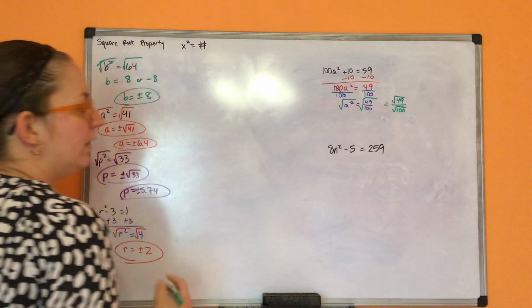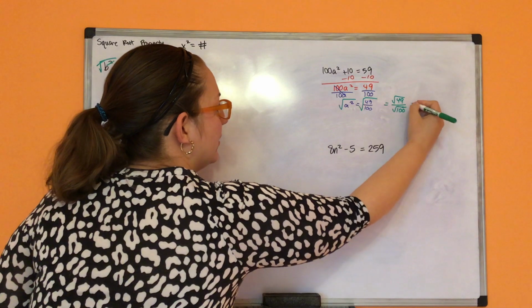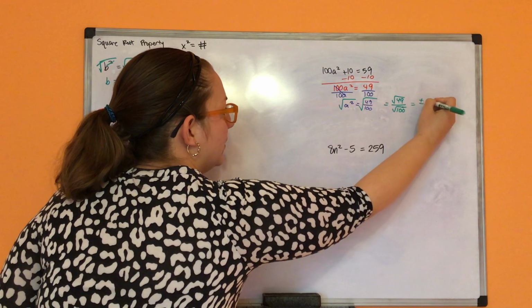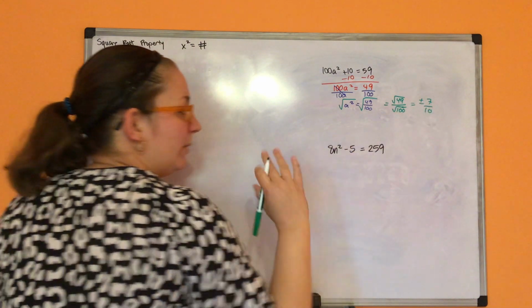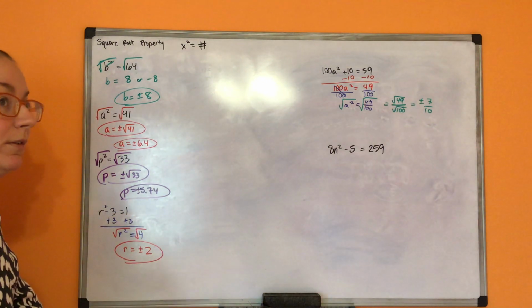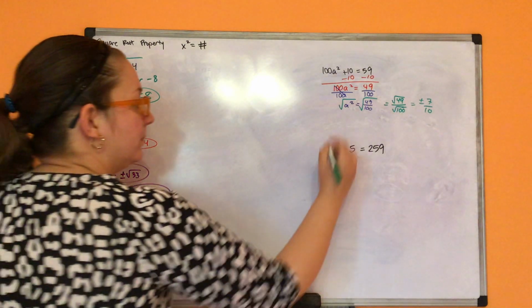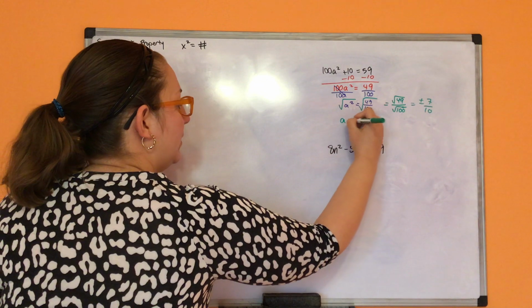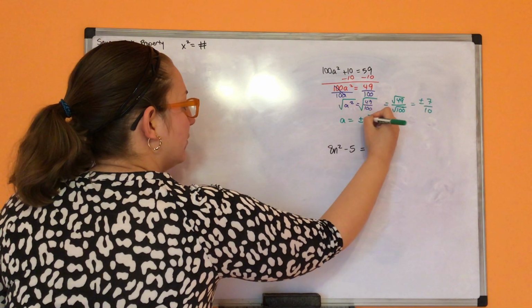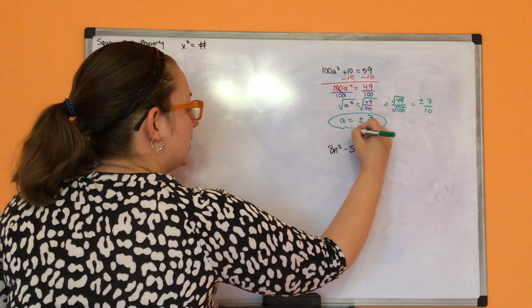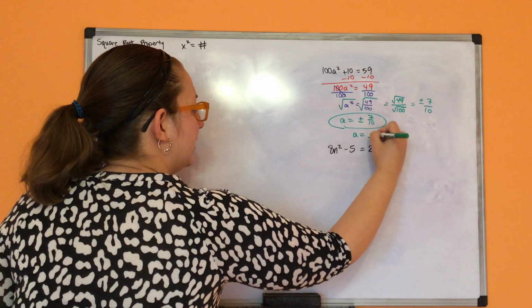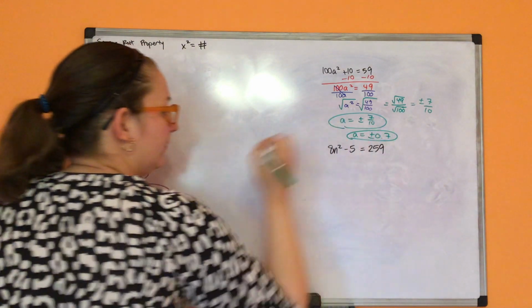The square root of 49 is 7, the square root of 100 is 10, and it would be plus and minus because we could either have positive 7 over 10 or negative 7 over 10. So my solution here would be a equals plus or minus 7 over 10, or if you like decimals, you could say a equals plus or minus 0.7. They mean the same thing.